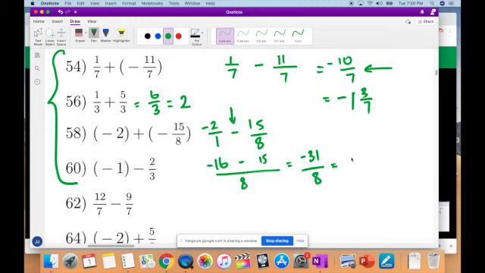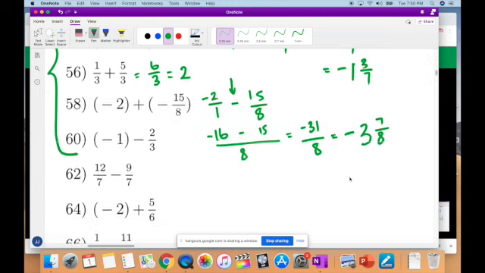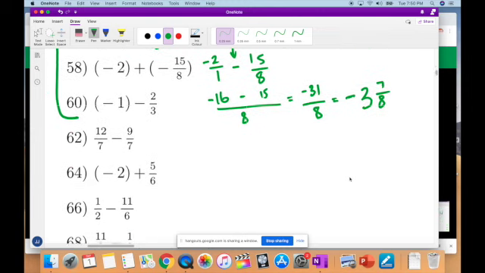This is an improper fraction. 8 3s are what? 24. So 8 3s are 24, and 7 over 8, and you have the negative sign there. Right. So now we're doing this last one here.